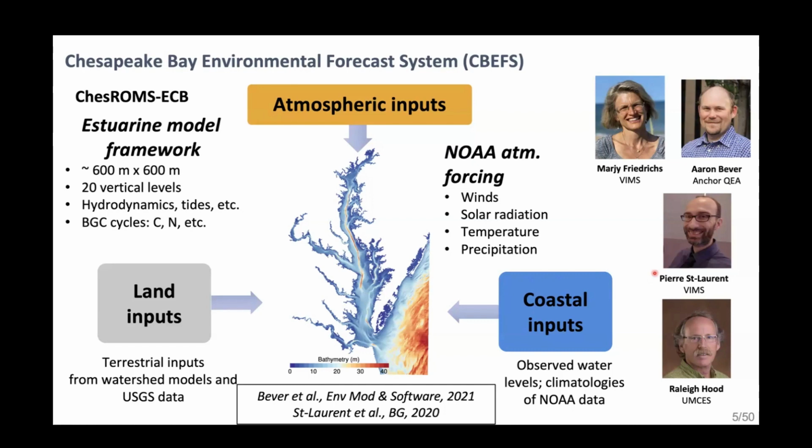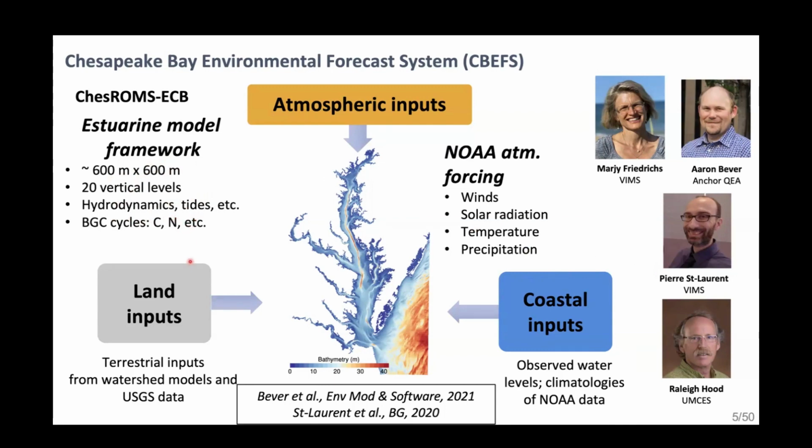It's based on the CHESROMS-ECB. So it's a mechanistic model based on the Regional Ocean Modeling System. So it's a 3-dimensional model, and this model will provide us forecasts of the environmental conditions in the Chesapeake Bay, like temperature, salinity, and other variables. It has a 600-meter by 600-meter model grid and 20 vertical levels, and it resolves the hydrodynamics, like the tides, but also the biogeochemistry, like carbon, nutrients, and so on, and also phytoplankton.